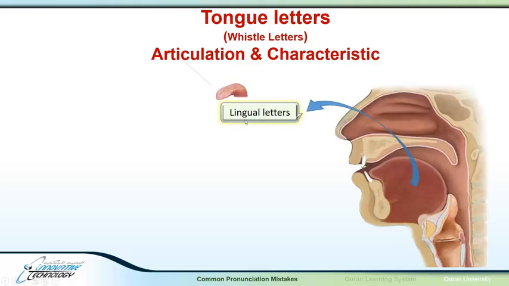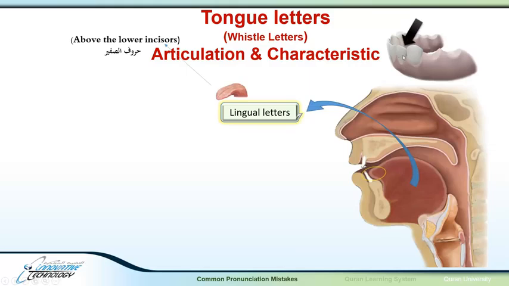Whistle letters are actually lingual letters that are related to the area above the lower incisors here. And as the air passes through it, it creates a whistling sound, and that's why they're called whistle letters. The first of these letters is the zay.